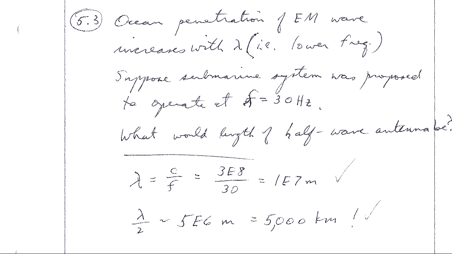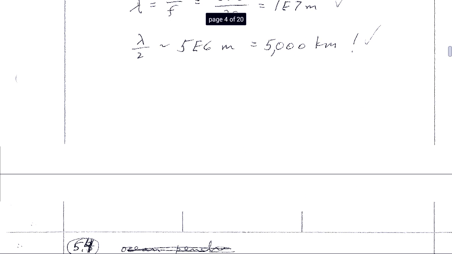Oh boy, that's a low frequency, and if we do the calculation, what we're going to find is that the wavelength is 10 million meters, and that the half-wave length antenna is 5,000 kilometers. In other words, it's infeasible to make a half-wave antenna that operates at 30 hertz. That's a simple little calculation.